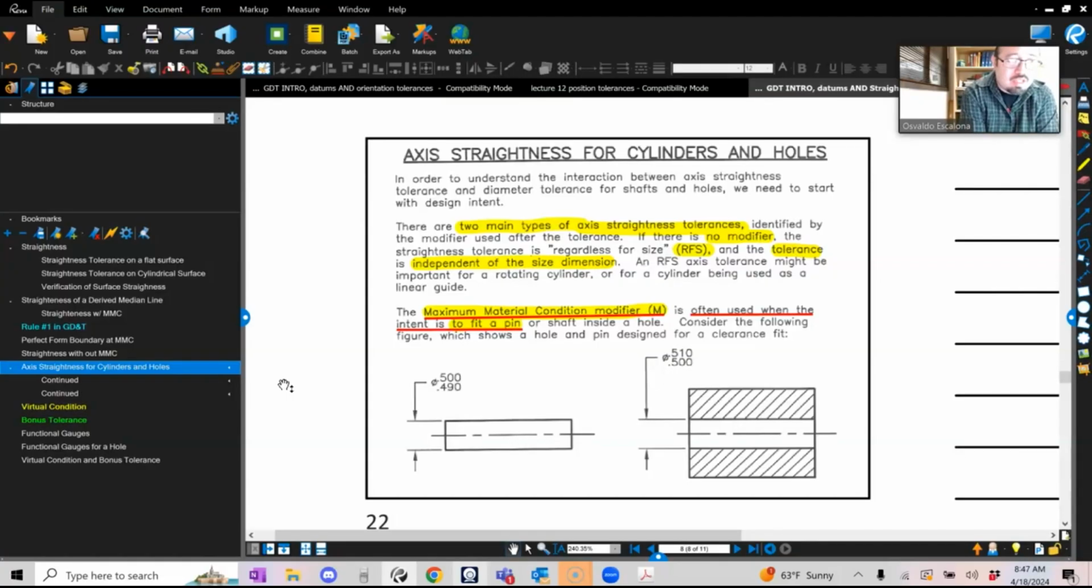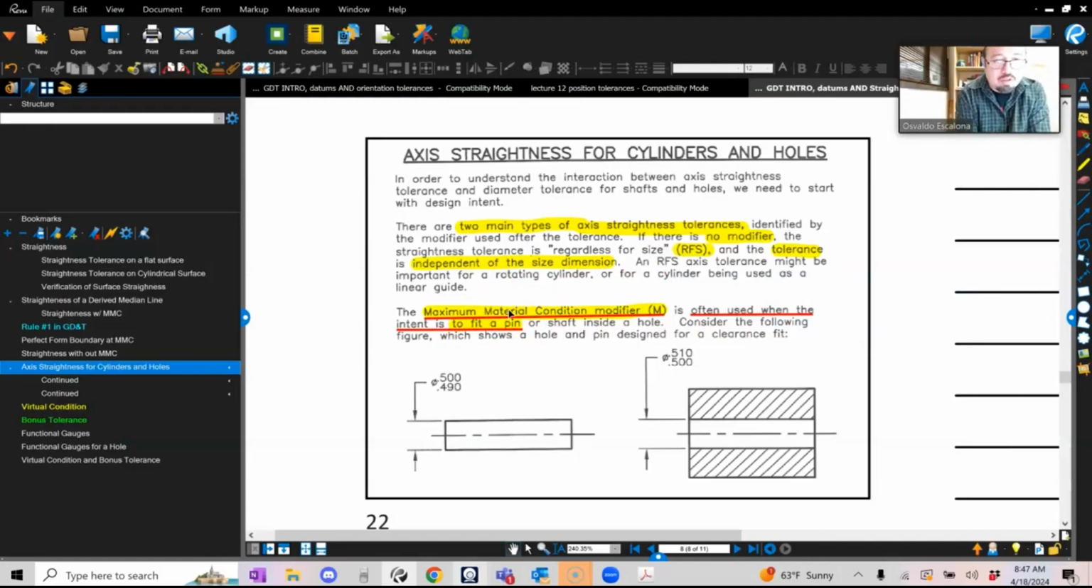An RFS axis tolerance might be important for rotating cylinders or for a cylinder being used as a linear guide. The maximum material condition modifier M is often used when the intent is to fit a pin. You guys remember when we were doing fits, I told you the biggest shaft, the smallest hole, that is the M. The maximum material condition is the worst mating condition. Well, the same concept over here. When you put M, you indicate that at the worst case condition, I'm going to give you this out of straightness to take care of the geometric imperfection. So it's accounting for the worst case condition in terms of geometric imperfection. They just put it in the feature control frame.